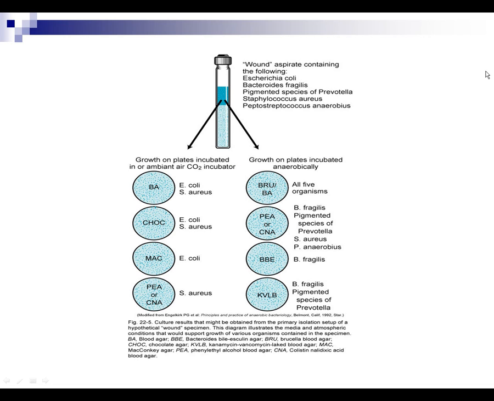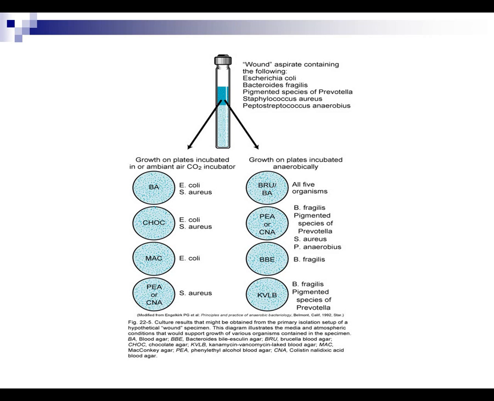It's a little complicated at first when you first attempt to look at it. So here is some broth from a wound culture, or an aspirate from a wound culture, and the organisms that are in this aspirate are E. coli, Bacteroides, Prevotella, Staph aureus, and Peptostreptococcus anaerobius.